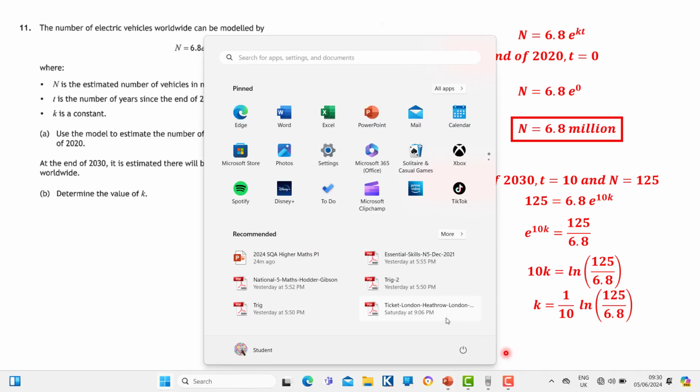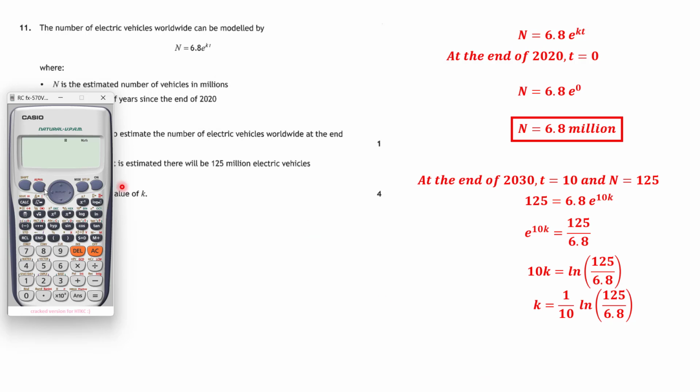So we need a calculator to work this out. So let's get a calculator up, and we can say 1/10 is 0.1, and then we're going to go natural logarithm, and then make a bracket and make a fraction.